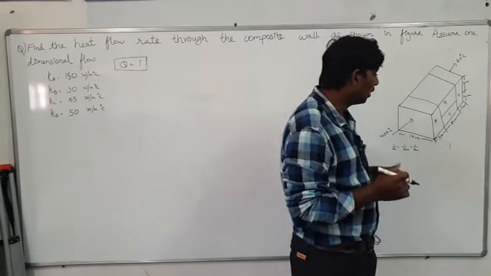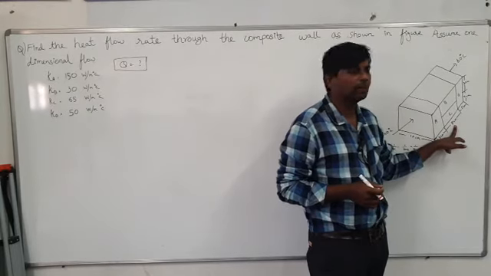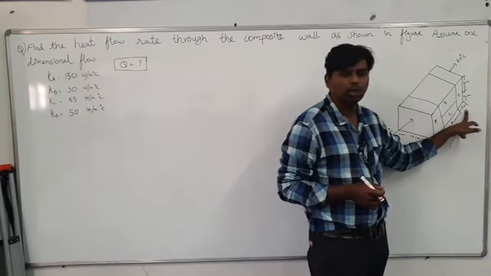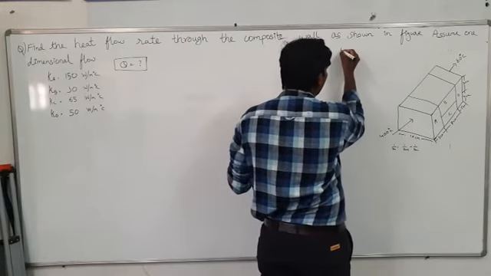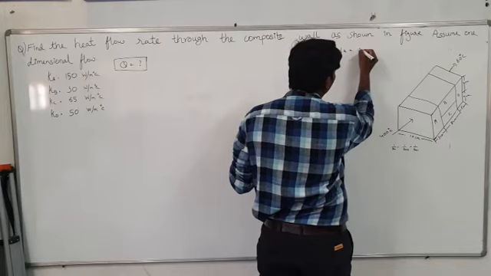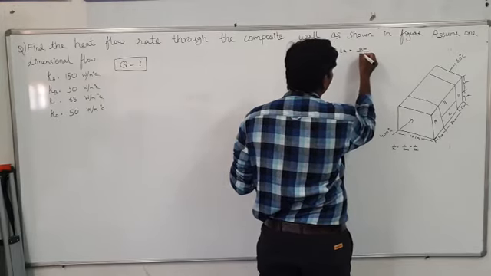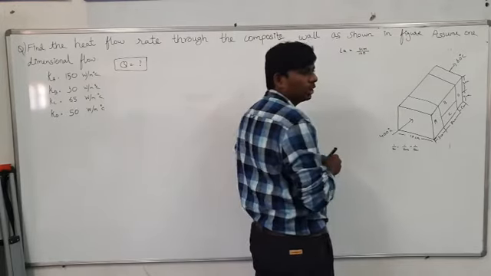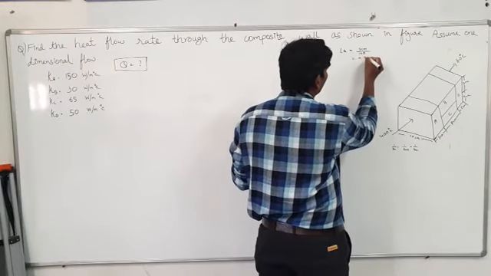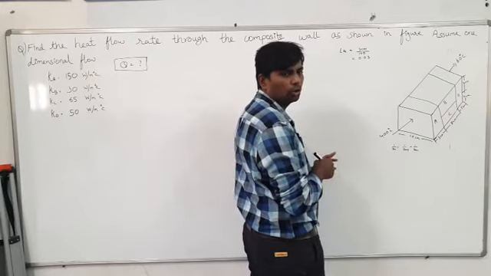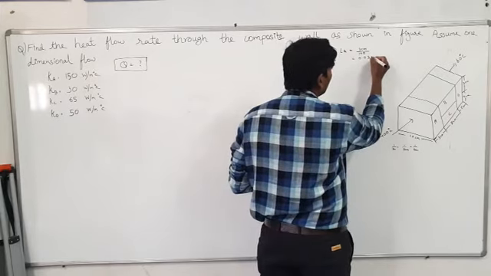For the first material, the first component, what is the length? 3 centimeter. For the second one, 8 centimeter. For the third one, 5 centimeter. So first find LA. LA is 3 centimeter divided by 100, because you have to convert into meter. So it will become 0.03. The answer should be in meter.